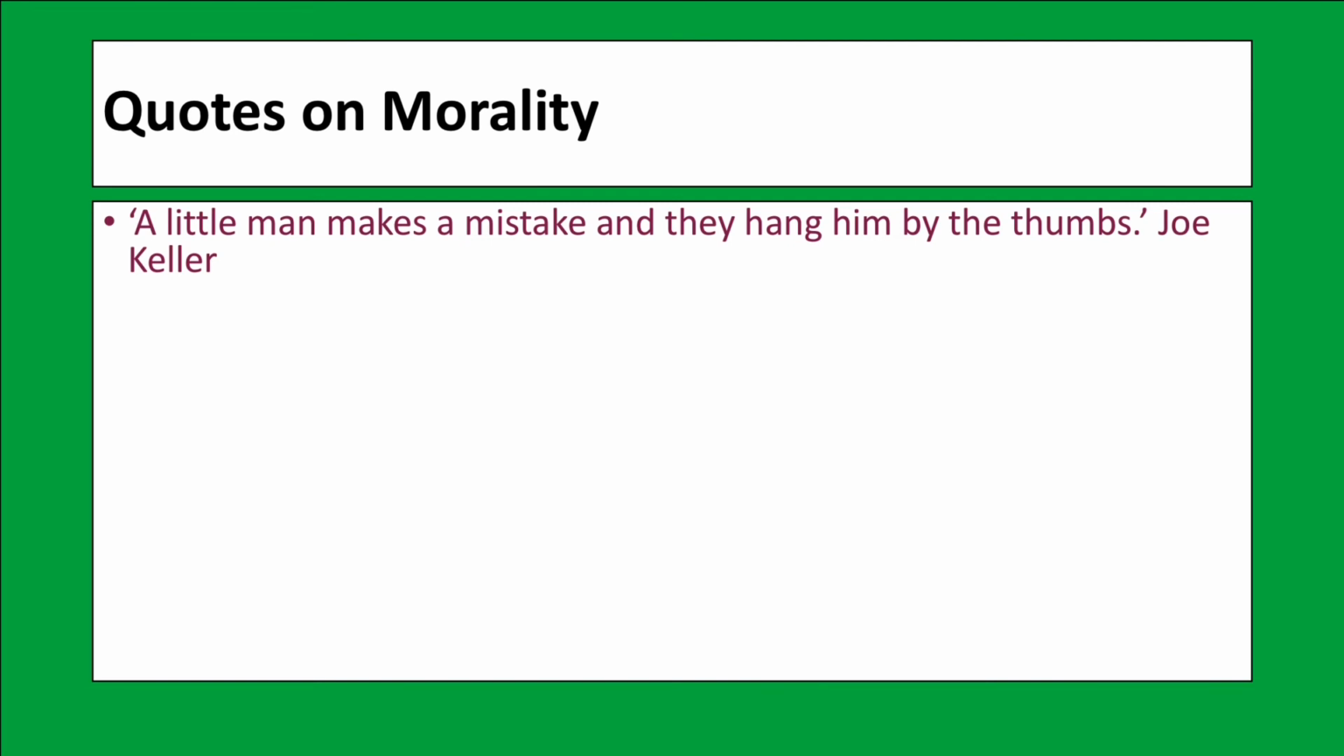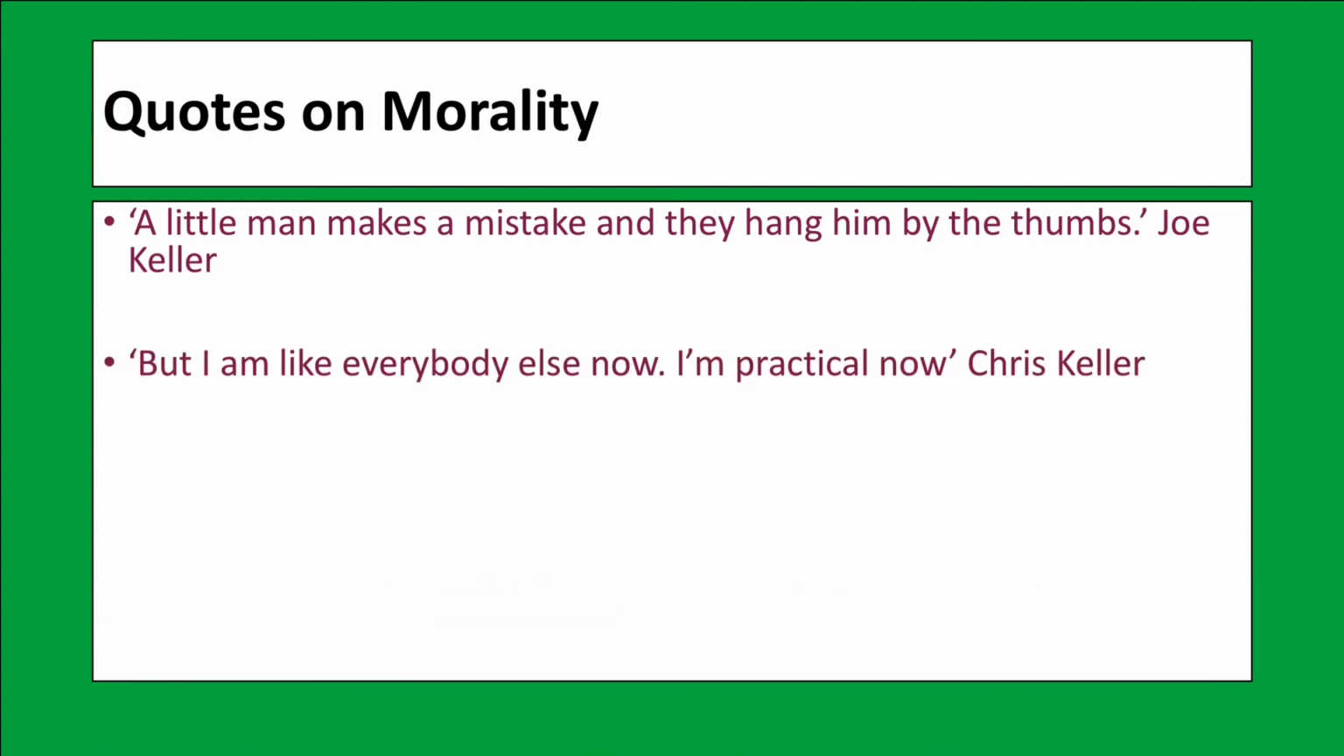Joe Keller is very clear in his tone of language at this point. He's very confident in his sense that it wasn't him that's caused anything, but equally he deliberately uses exaggeration and hyperbole at certain points, while also understating the very important points at other times. In addition, Chris Keller mentions, "But I am like everybody else now, I'm practical now." Notice the contrast between the pronouns I'm and everybody, that he feels he's justified in being practical and hard-headed in life because everybody is.